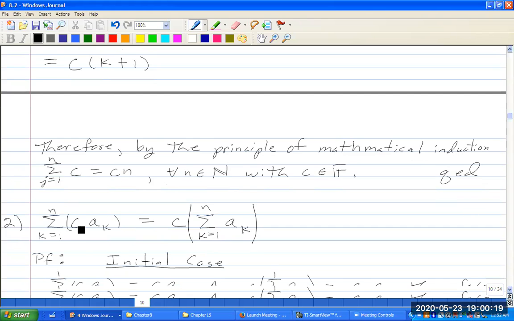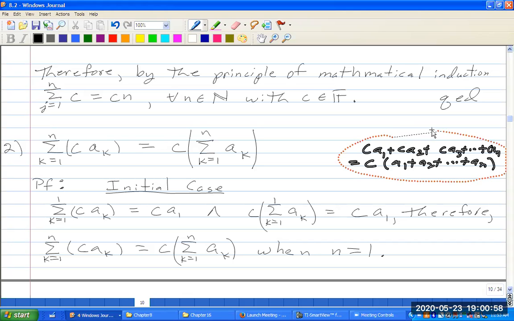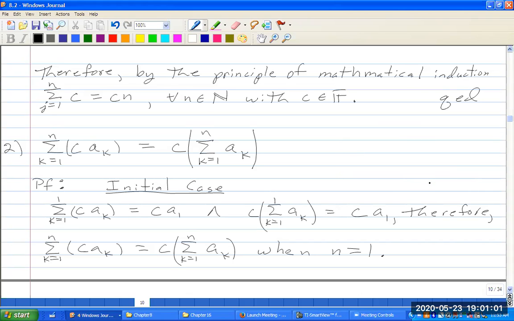Let's show that I can factor out. This is the same as c a1 plus c a2 plus c a3 plus dot dot dot c an. And it just says I can factor out the c's. So this is just the distributive property, saying I can factor out. If c is in common everywhere, I can factor it out. Okay, so let's show this.